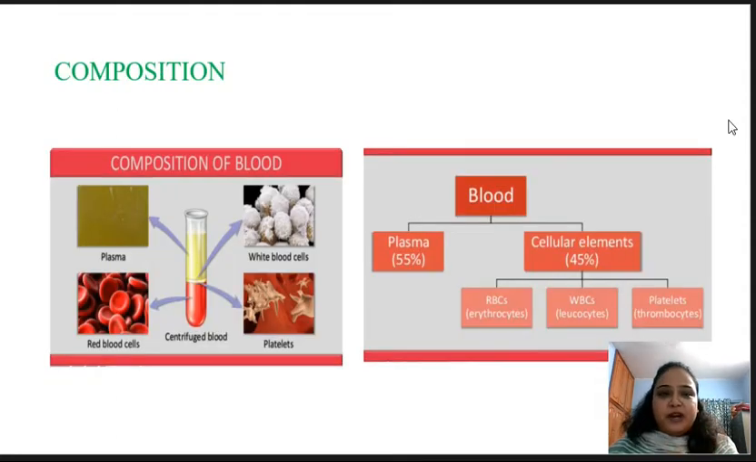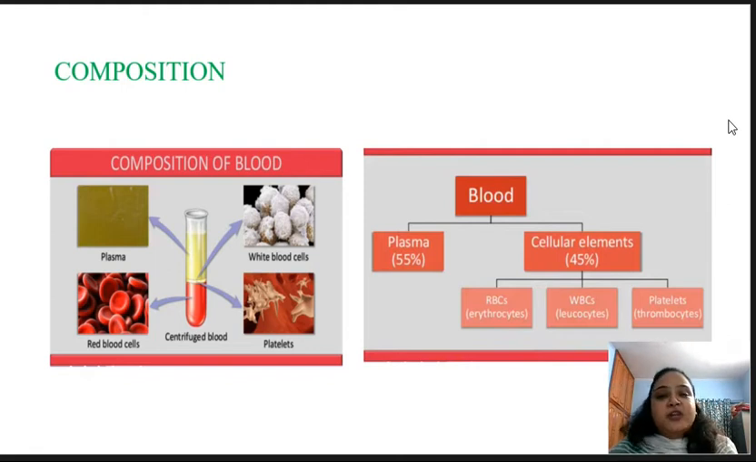The composition of blood. Blood comprises of two things, the plasma and the cellular elements. The plasma forms 55% of the blood composition. It contains important proteins like albumin and clotting factors protein. It also helps to regulate water in tissues and organs.